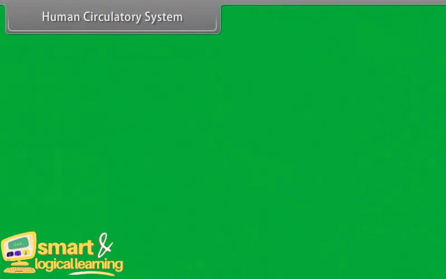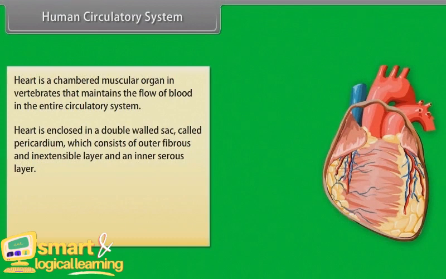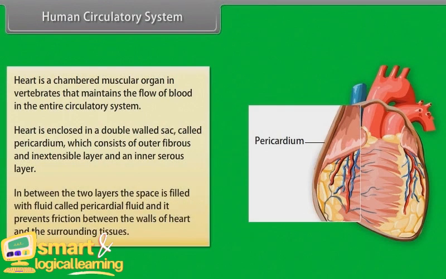Human circulatory system. Heart is a chambered muscular organ in vertebrates that maintains the flow of blood in the entire circulatory system. Heart is enclosed in a double-walled sac called pericardium, which consists of an outer fibrous and inextensible layer and an inner serous layer. In between the two layers, the space is filled with fluid called pericardial fluid, and it prevents friction between the walls of the heart and the surrounding tissues.